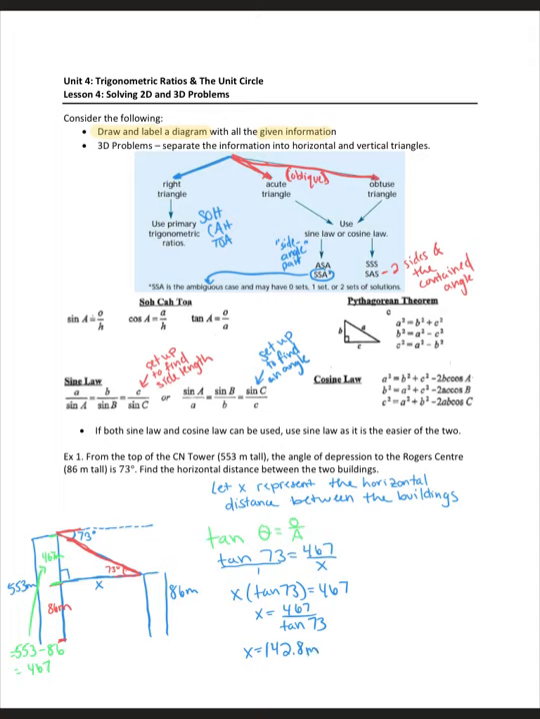142.8 meters. So once we've solved for our unknown, we have to make sure we go back and answer the question. So therefore, the horizontal distance between the buildings is 142.8 meters. All right, let's look at some more examples.